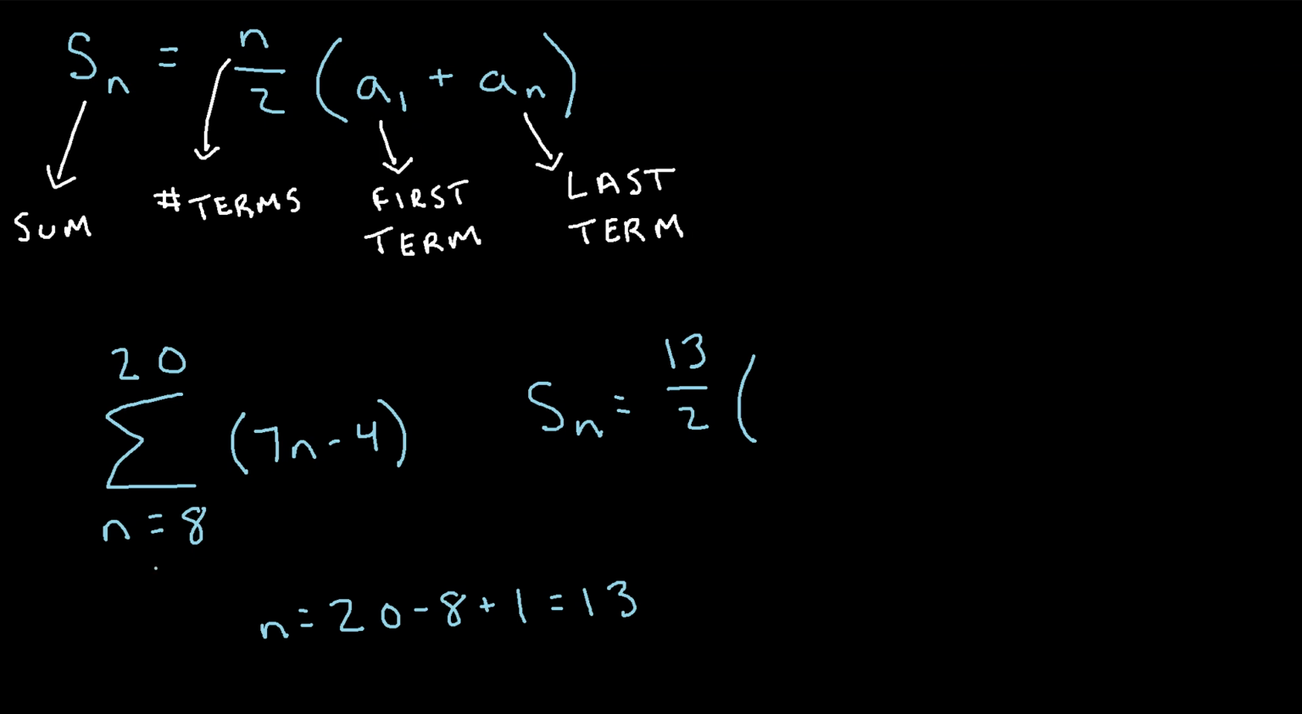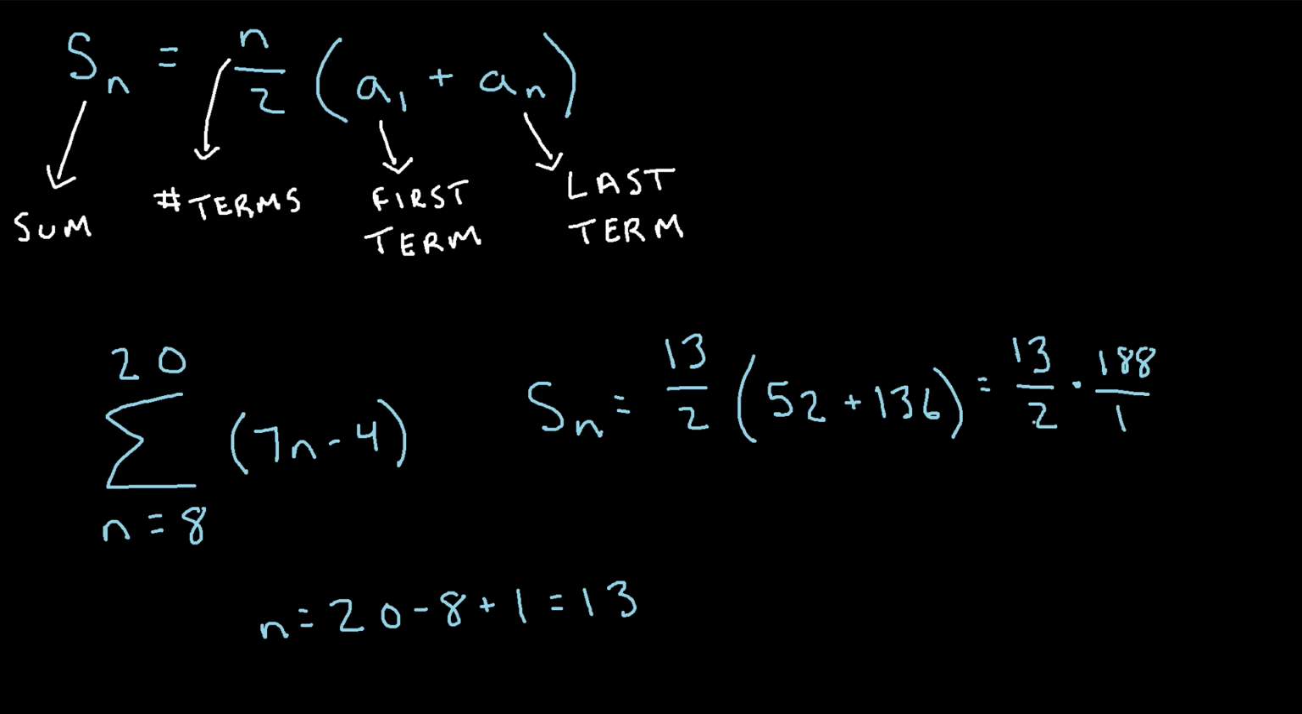The first term in the series, we're told, is n is equal to 8. So we need to plug in an 8 into this equation and see what we get. 8 times 7 is 56, minus 4 is 52. So the first term will be 52, plus a sub n, that's the last term. Remember, the last term is whatever value is up here, plug that in for n. So 20 times 7 is 140, and 140 minus 4 is 136. So we get 13 over 2 times 52 plus 136, that's 188. So we'll say times 188 over 1.